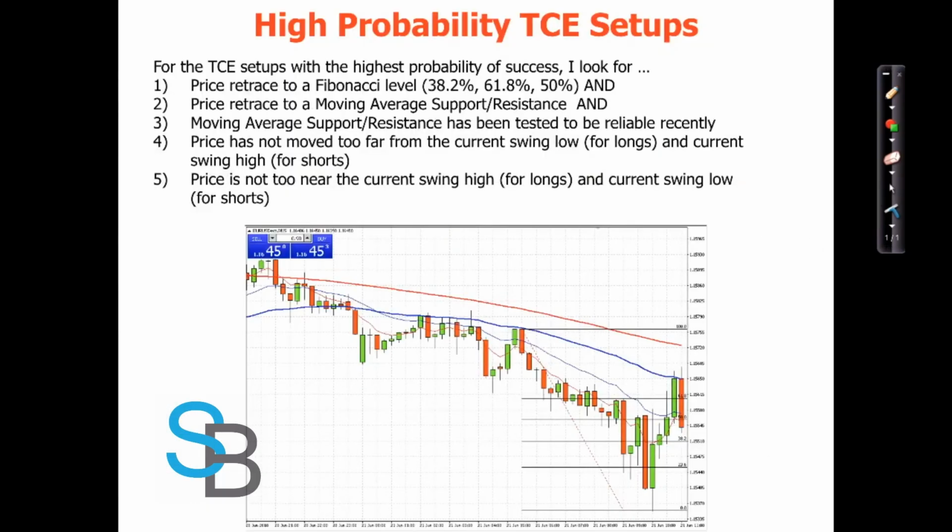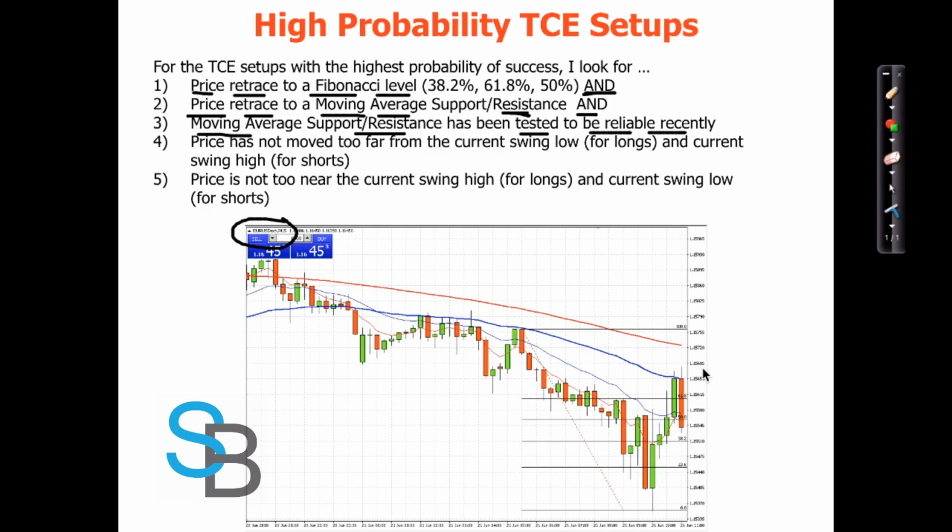Okay, so let's take a look at the short side of the TC setups. Now, similarly, when you're taking short trades, you're going short, again, you want the price to retrace to the Fibonacci level and the price to also retrace to the moving average resistance, and the moving average resistance, in this case, has been tested to be reliable recently. So let's take a look at this example on Euro USD.